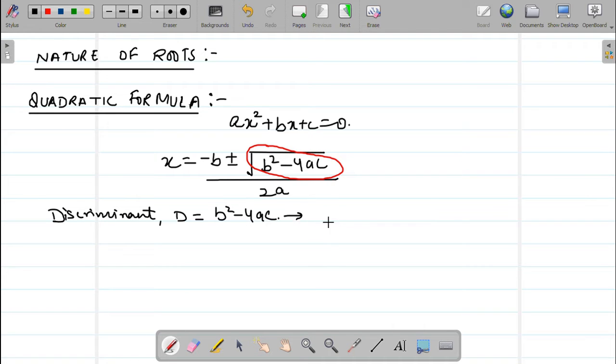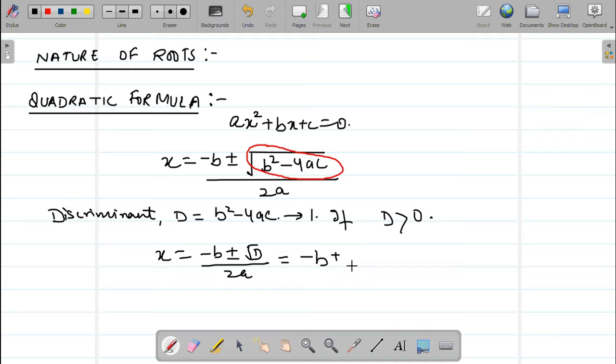Now we have three cases here. The first one, if D is greater than 0. Greater than 0 simply implies that it's a positive real number. So I will get two distinct roots, minus b plus minus root D upon 2a. So my two distinct roots based on the values of a, b, c will be minus b plus root D upon 2a and minus b minus root D upon 2a.